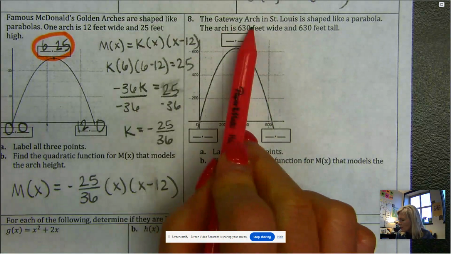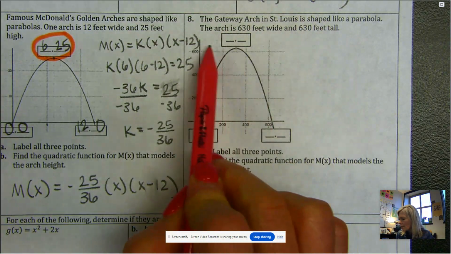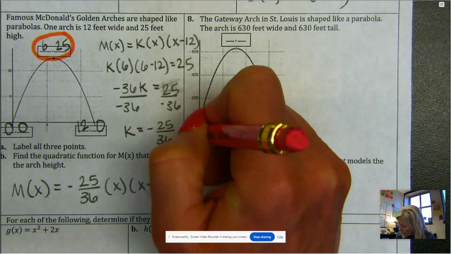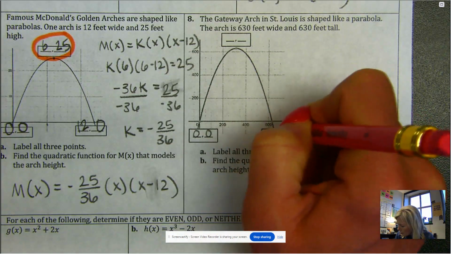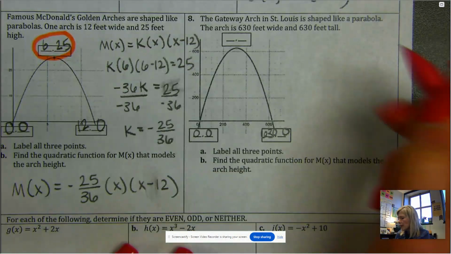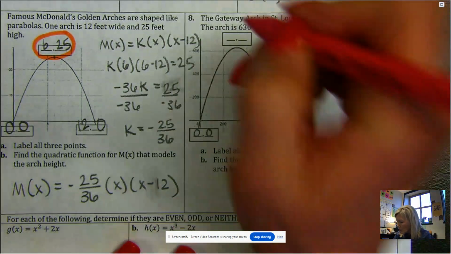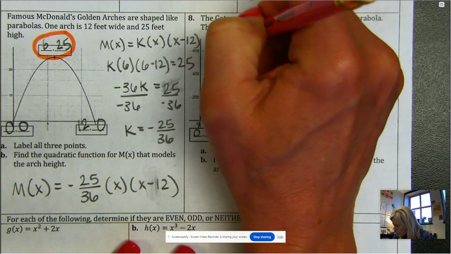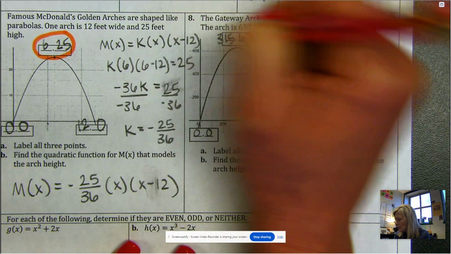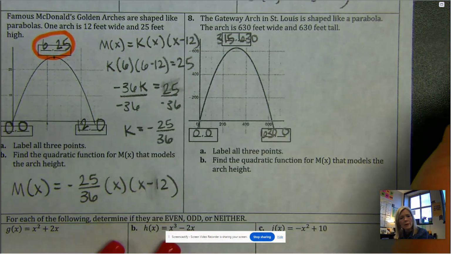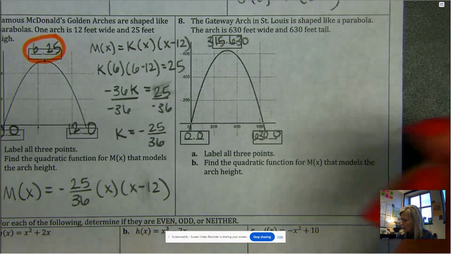So the Gateway Arch in St. Louis is shaped like a parabola. The arch is 630 feet wide. So (0, 0), (630, 0), and 630 feet tall. So this 630 is the y, and then 315 is half of 630, so that's the x. And then our equation.